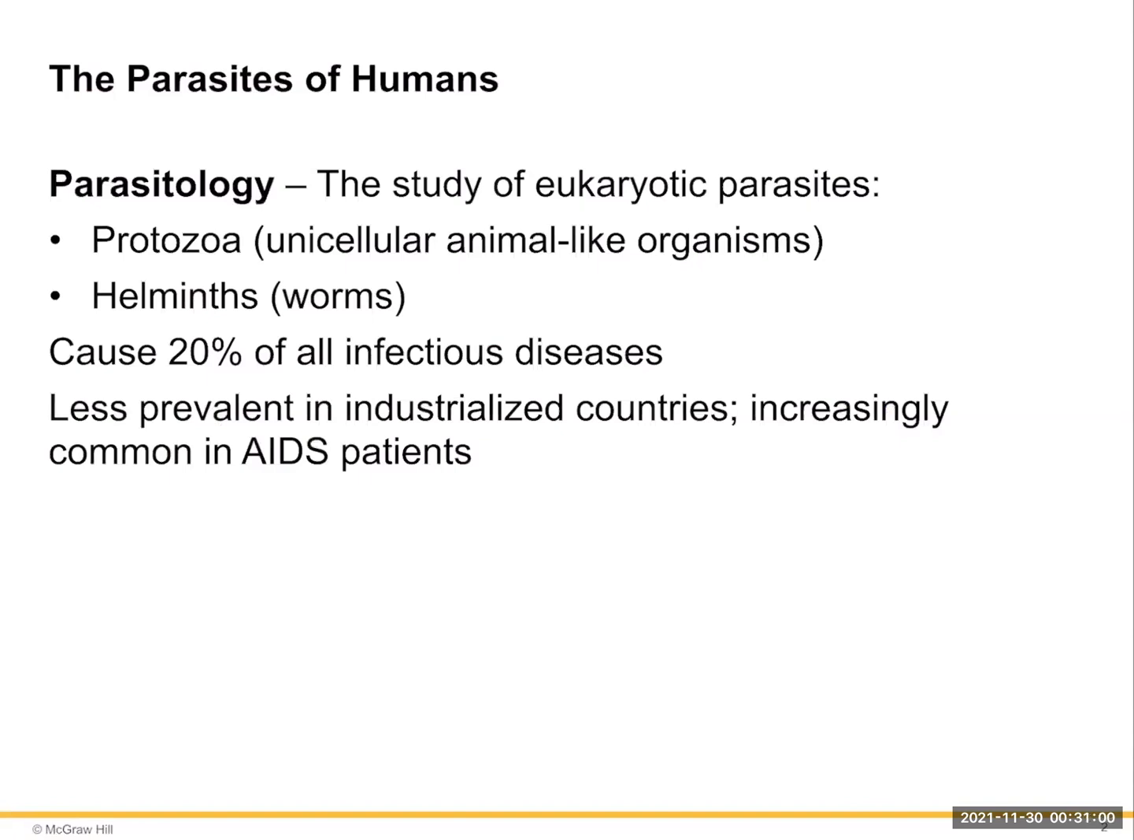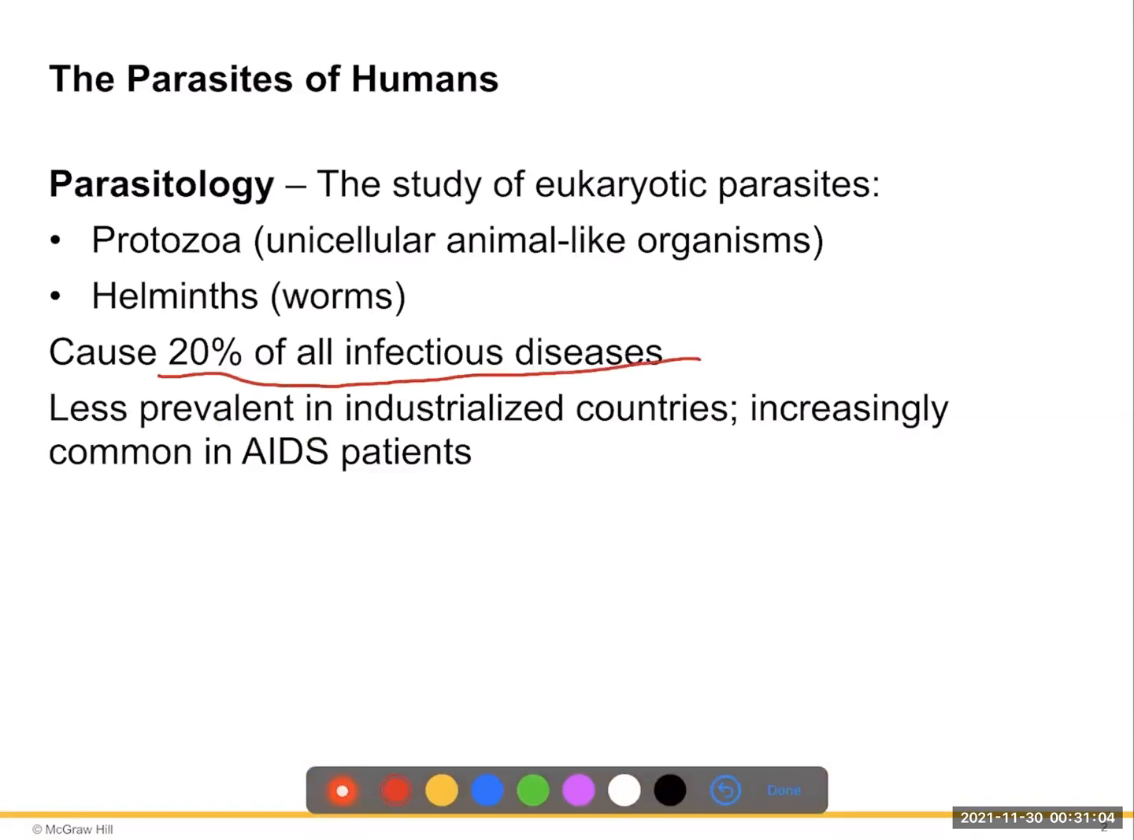These parasites cause 20% of all the infectious diseases that we have. So 1/5 of every disease is caused by a parasite. They're less prevalent in industrial countries, increasingly common in AIDS patients because of the compromised immune system in AIDS patients.